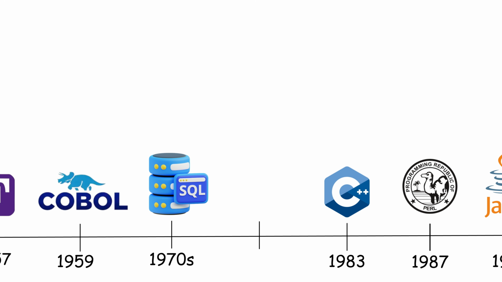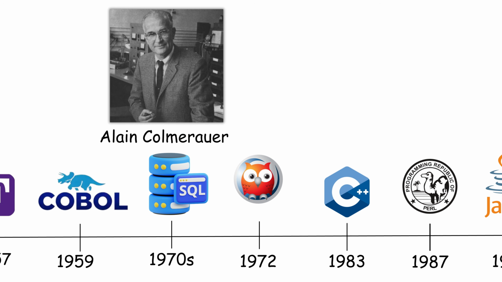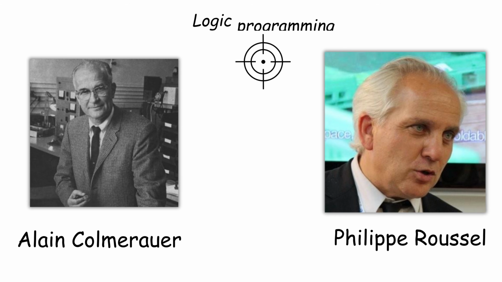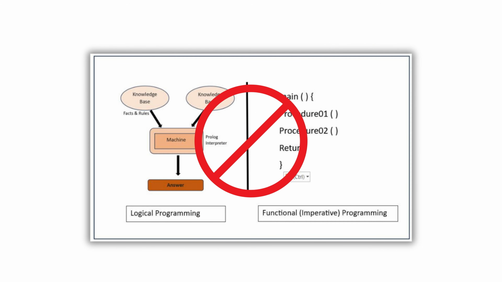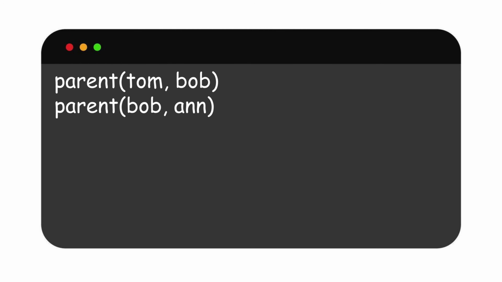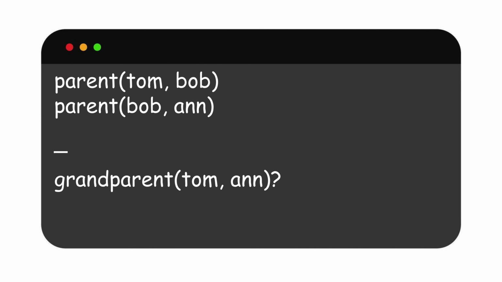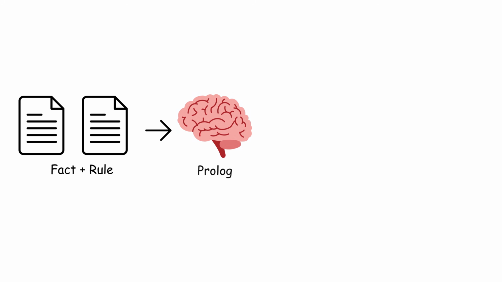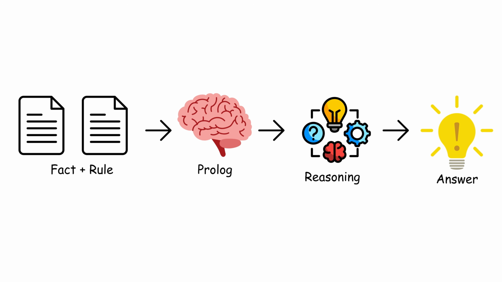It was created in 1972 by Alain Colmerauer and Philippe Roussel, aimed at a field called logic programming. Instead of writing step-by-step instructions, you write things like parent(tom, bob) and parent(bob, ann). Then ask grandparent(tom, ann), and Prolog works out the answer using logic, not a set procedure you wrote yourself.